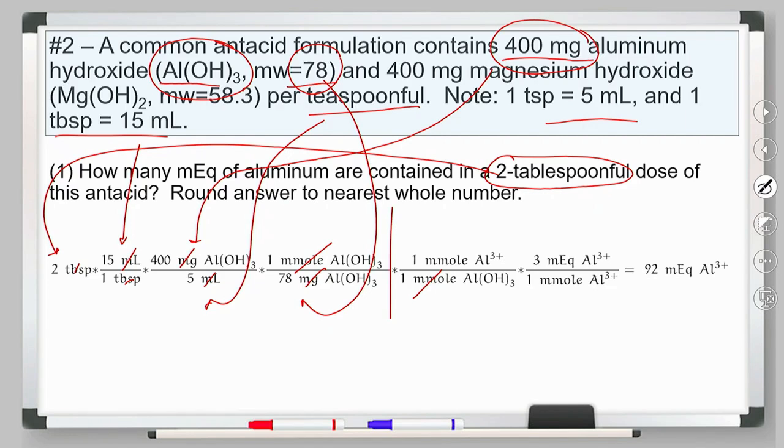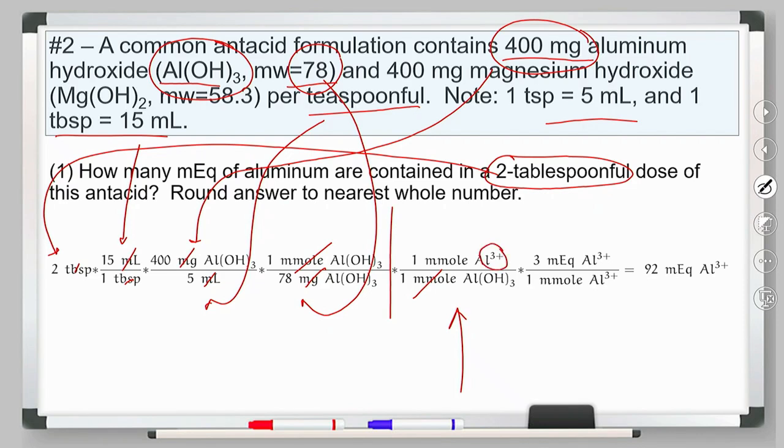So do you see the purpose of this step right here? Is everyone okay with that? That converts from the molecules of the parent molecule, aluminum hydroxide, to the molecules of just aluminum. Okay, in this case, it's 1 to 1. It won't always be that way. You'll see that. Okay. Now, I still want to go from millimoles to milliequivalents. And where did we say to look?